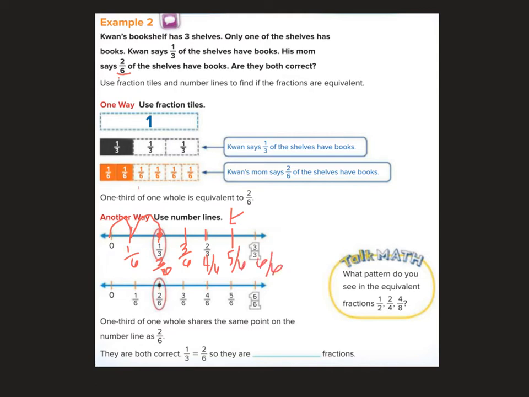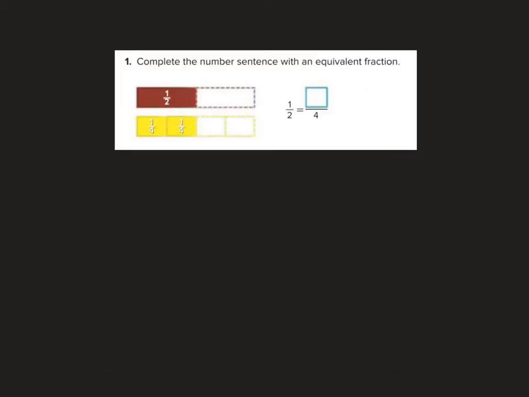So notice too, 3/3 and 6/6 are equivalent fractions because they're the same spot on the number line. Same with 2/3 and 4/6. Same spot on the number line, they're worth the same amount. So 1/3 of 1 whole shares the same point on the number line as 2/6. They are both correct. So 1/3 and 2/6 are equivalent fractions. Nice. Let's move on.